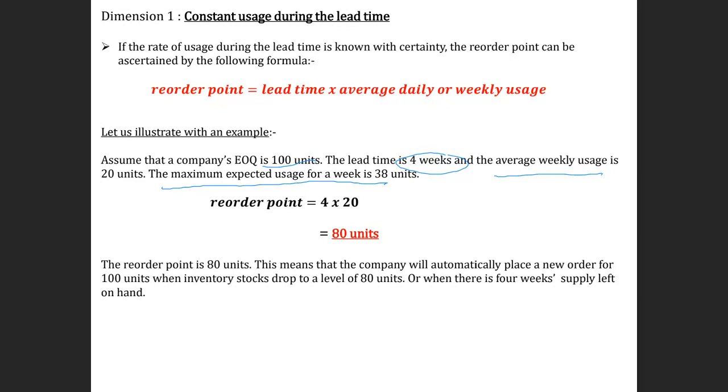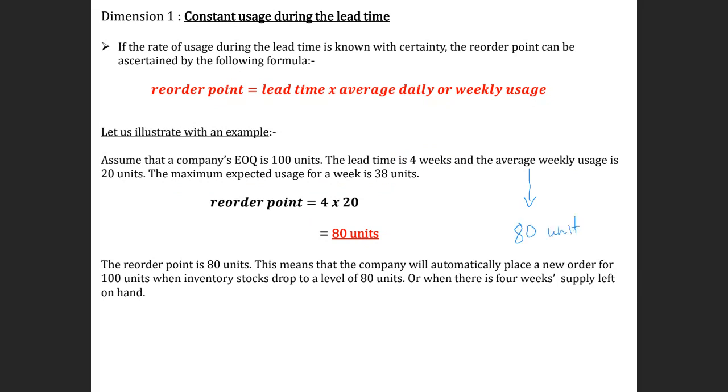So to calculate your reorder point, they've said to you, take your lead time, which in this case is 4 weeks, and multiply it by the average weekly usage, because in this case we have the average weekly usage. So it's 4 weeks multiplied by 20 units a week, and that tells you that your reorder point is 80 units.